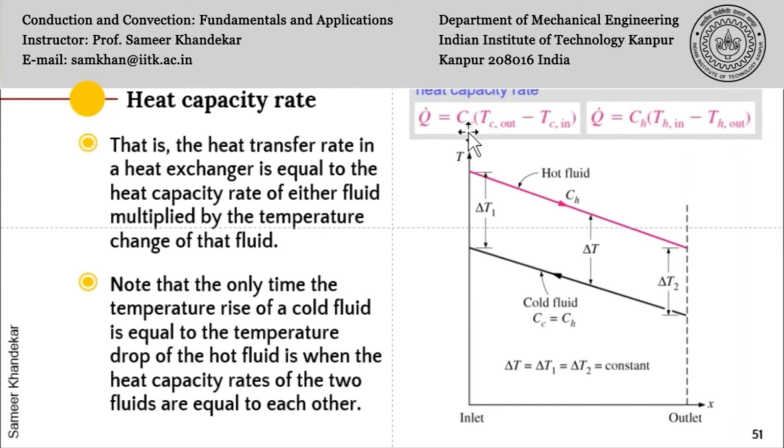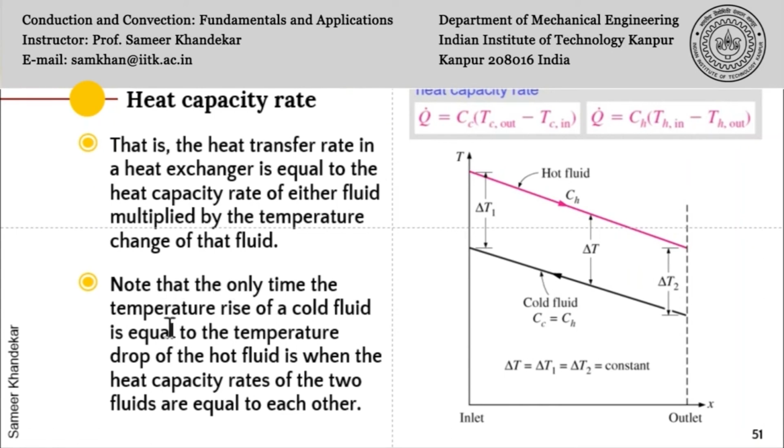If the capital Cc and capital Ch are the same, or identical, then the delta T's will also be identical, and it will be a constant temperature change between the fluids. That means as you pass through the heat exchanger, the delta T remains identical. Whatever is the inlet delta T remains throughout in a countercurrent heat exchanger, for example. So delta T is equal to delta T1 is equal to delta T2, which is equal to constant.